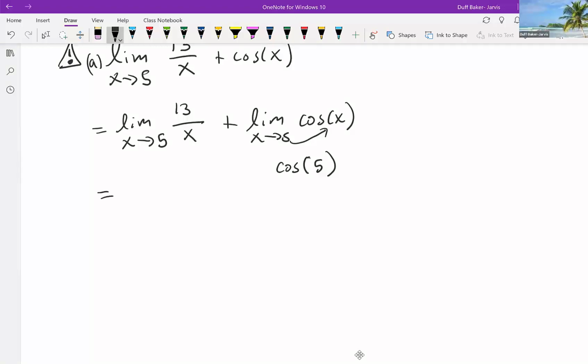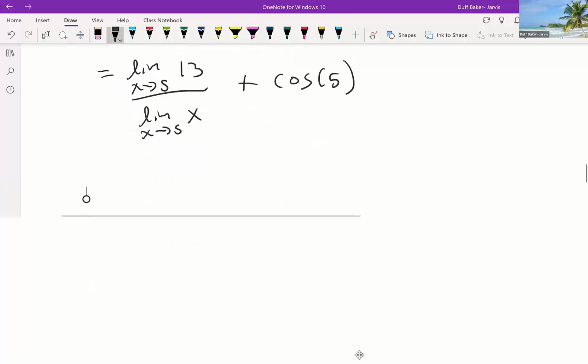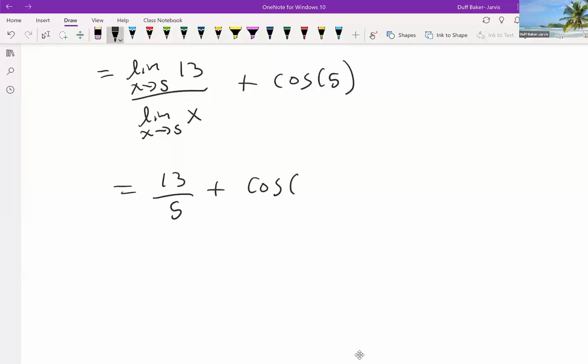But for the first one, we can break it up into the limit of the top over the limit of the bottom. Let's make this so it looks nicer. So you'd end up like this, and then we know both of these limits, right? So this would be 13 over 5, and that would be our answer.